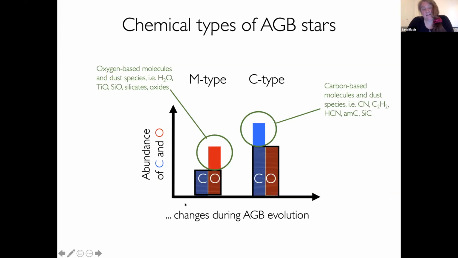So as the AGB star evolves, it might change for a certain mass range. It might dredge up so much carbon that the chemistry becomes carbon dominated, and then what's left over here is carbon instead. And then you have a carbon-based chemistry, carbon-based molecules, and so on. This is a very schematic picture, and there are intermediate types.